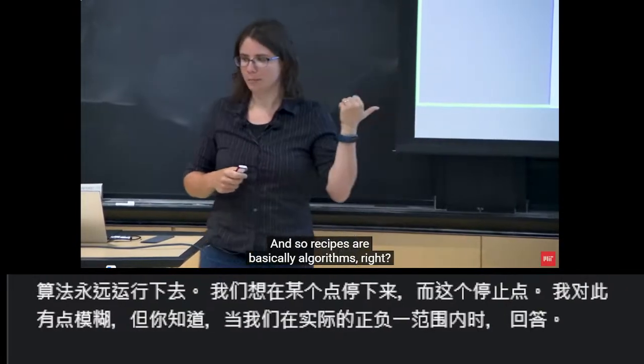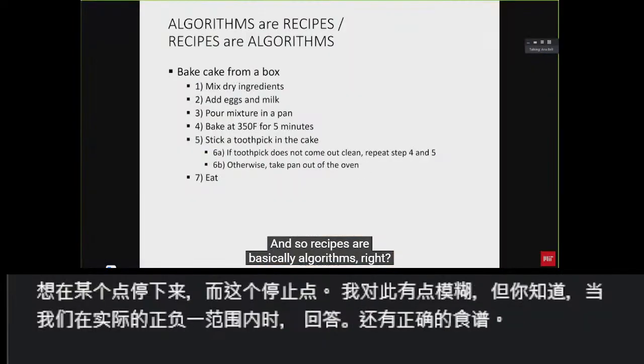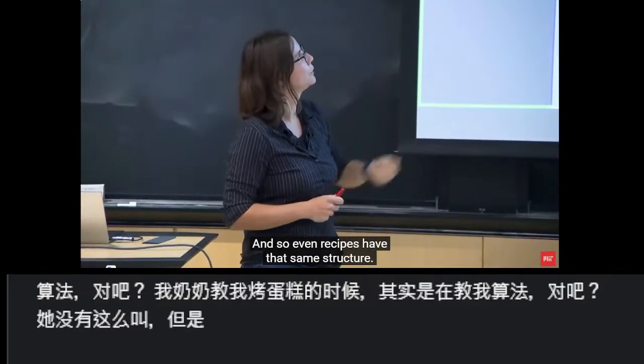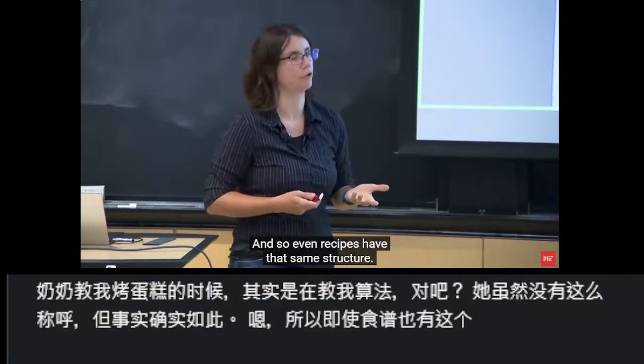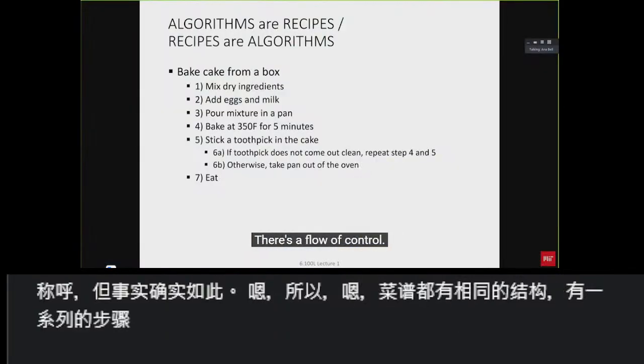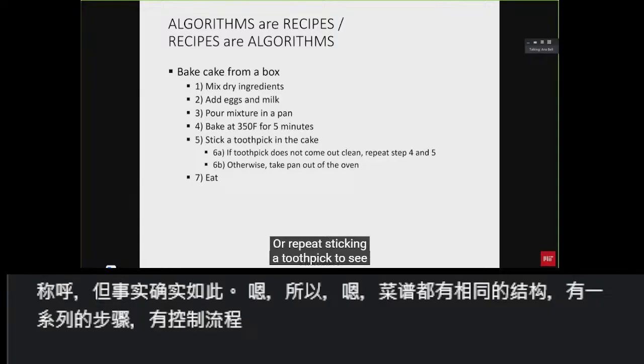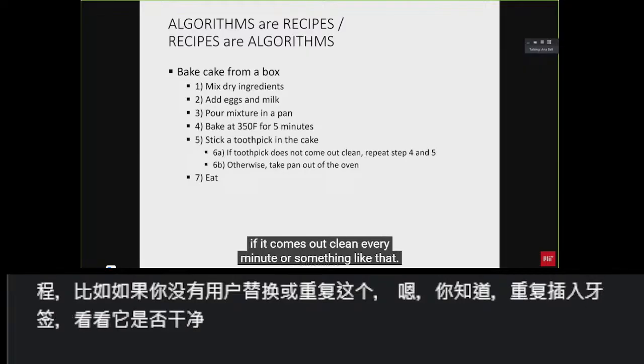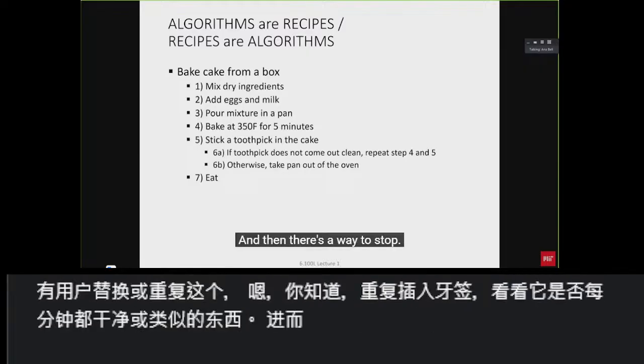And so, recipes are basically algorithms, right? My grandmother was basically teaching algorithms when she would teach me to bake a cake. She didn't call it that, but she was, really. Even recipes have that same structure. There's a sequence of steps. There's a flow of control, like if you don't have egg, use egg substitute, or repeat sticking a toothpick in to see if it comes out clean every minute. And then there's a way to stop, right? When the toothpick comes out clean, you take it out of the oven and you eat it.